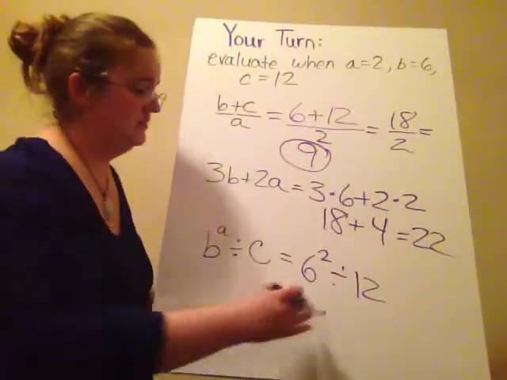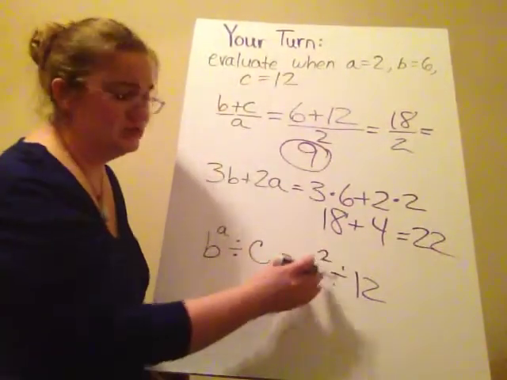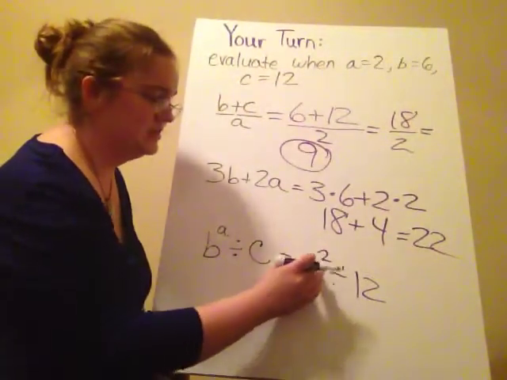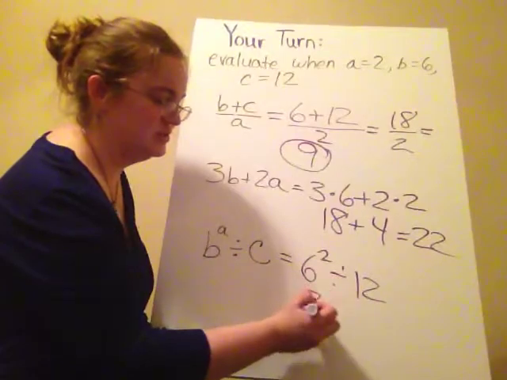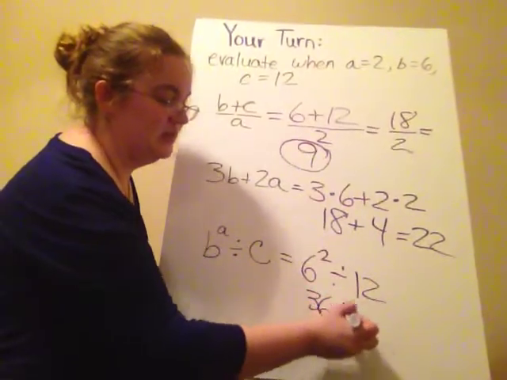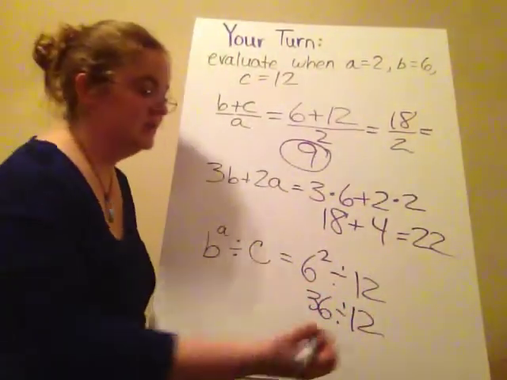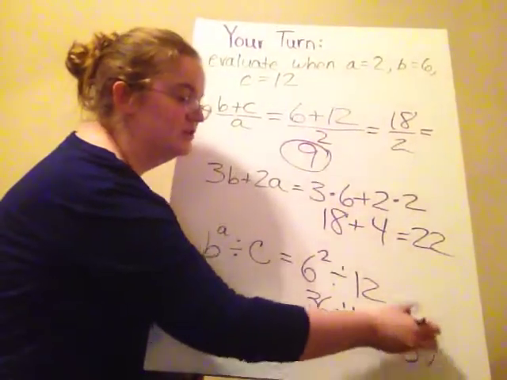You can handle that. All right, 6 squared, remember, means 2 6's multiplied together. So 6 squared would be 6 times 6, which is 36. And 36 divided by 12 is just plain old 3. Should be your final answer.